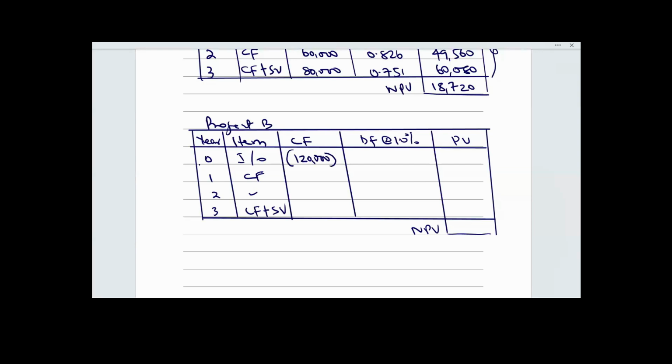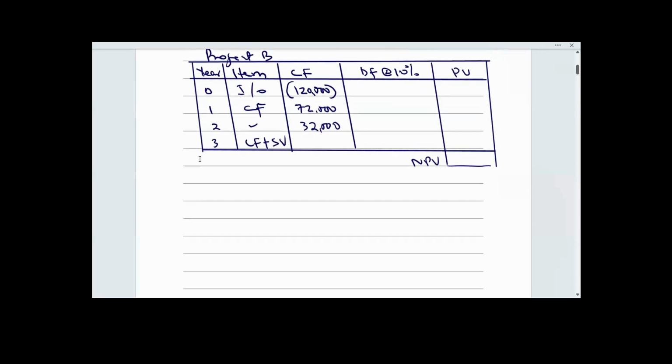We calculated cash flow for project B. What's the cash flow of project B for year 1? 72,000. Year 2? 32,000. Year 3? 44,000. So in that year 3, we also have scrap value for project B of 12,000. So 12,000 plus 44,000, that's 56,000. So in year 3, we are going to have 56,000 naira cash flow. And the initial outlay is 120,000.